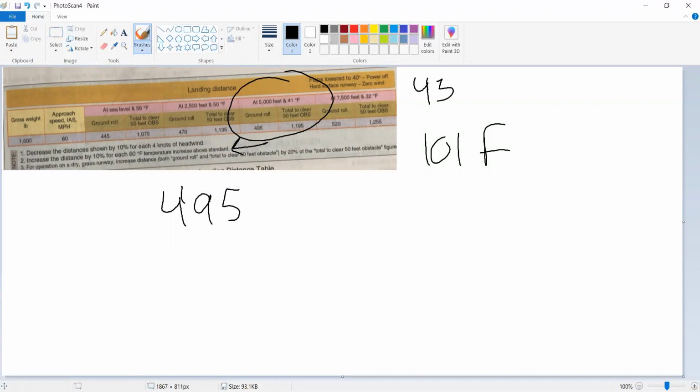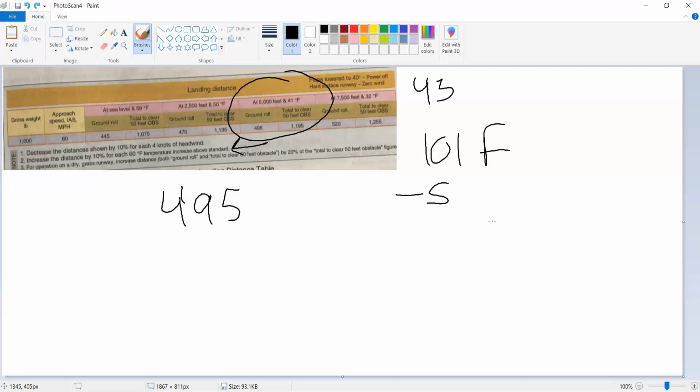Yeah, 59 degrees is standard. So let's see if we're 60 degrees above standard. If we are, we need to add 10% to the 100. So let's subtract 59 from this. And are we left with 60? Yes, we're going to be left with 60.